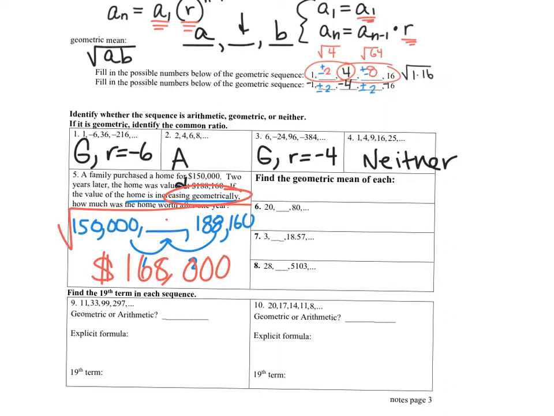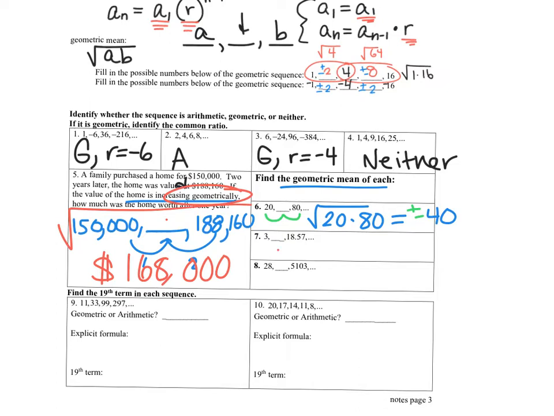Okay, number 6, 7, and 8. Find the geometric mean of these. So remember, you take the square root of 20 times 80, and I get 40. But this could be a positive or negative number, because the sequence could go positive, negative, positive, or it could go positive, positive, positive.